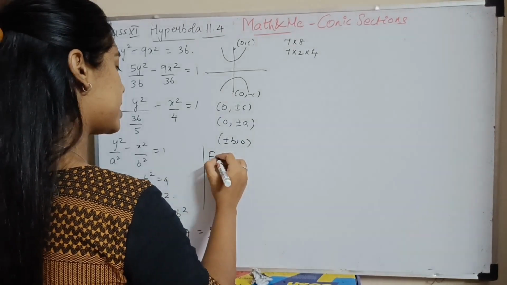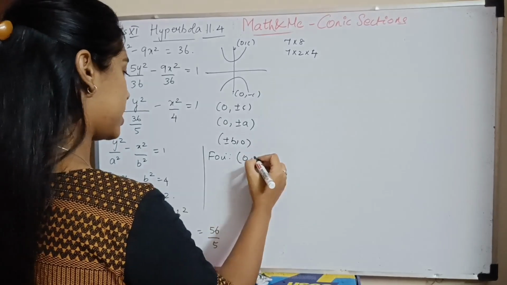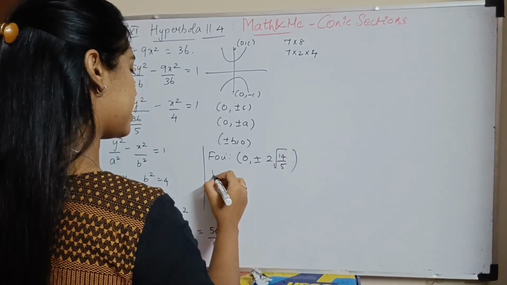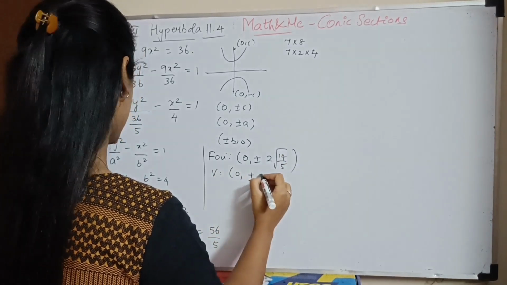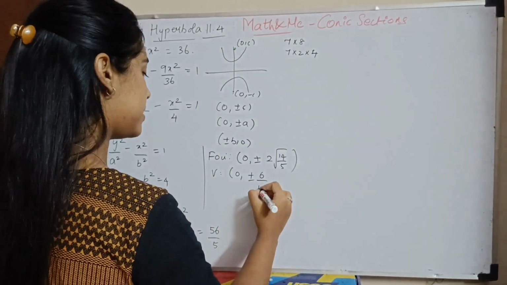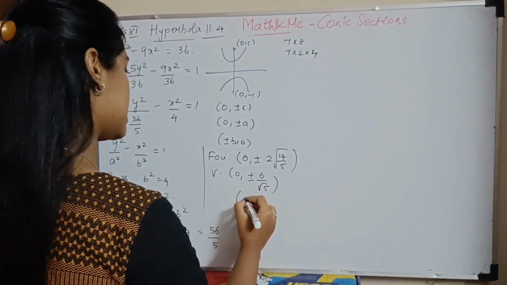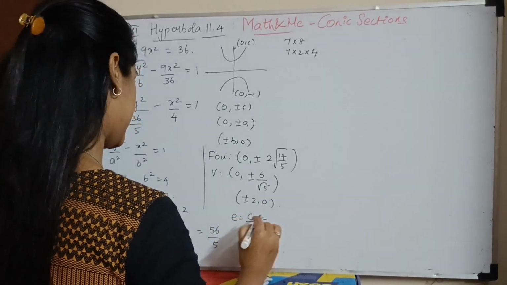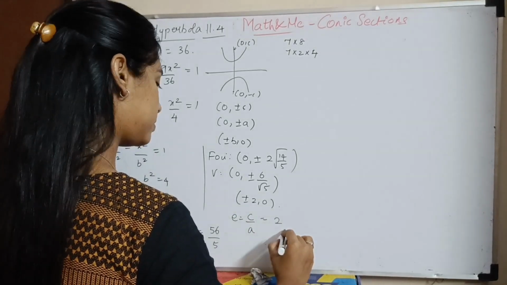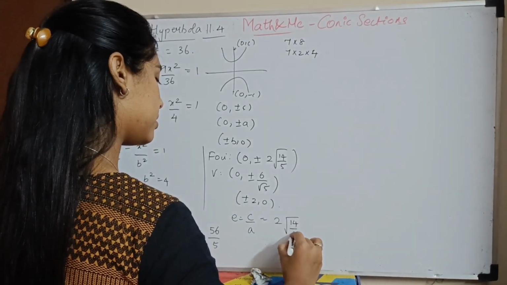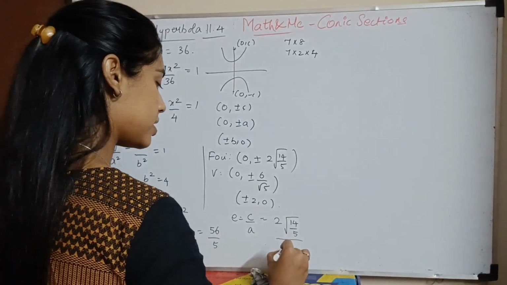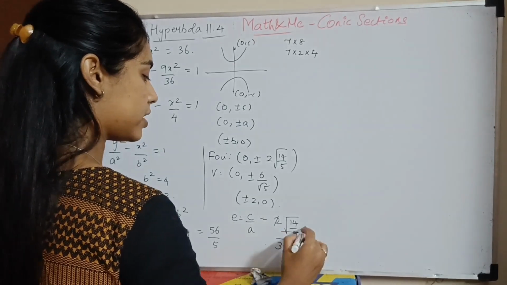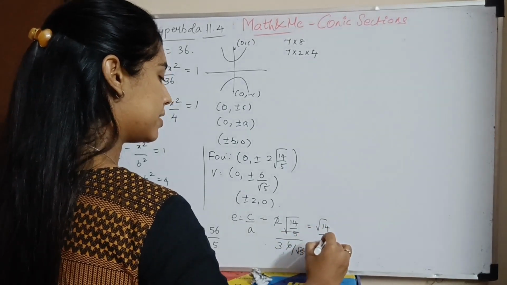So foci eppadi irukum? My foci is 0, plus or minus 2 root 14 by root 5. My vertices are 0, plus or minus a, and a is 6 by root 5. Other vertex is plus or minus 2, 0. Eccentricity is c divided by a, which is 2 root 14 by root 5 divided by 6 by root 5. 2 3s are 6. The root 5 and the root 5 term goes off. So I am left with root 14 divided by 3.